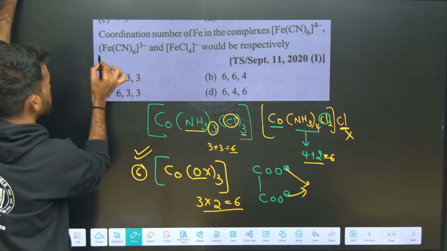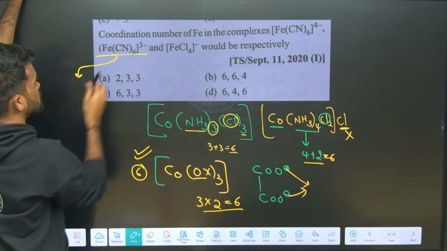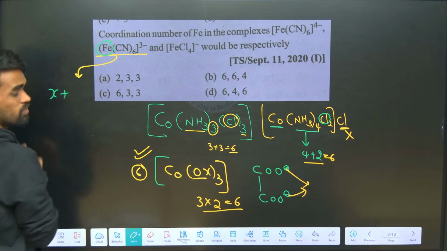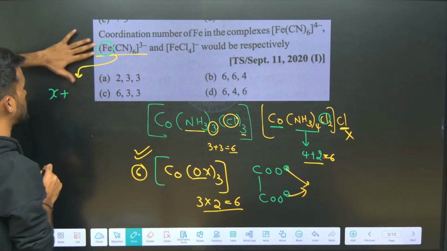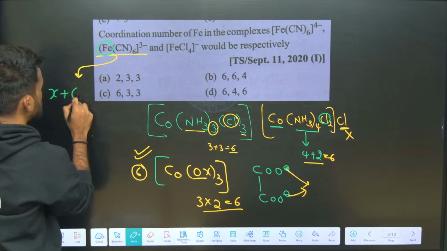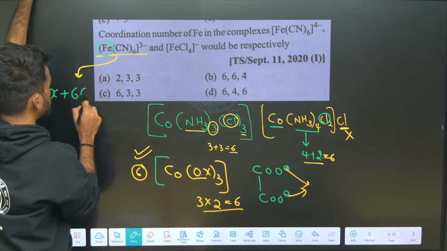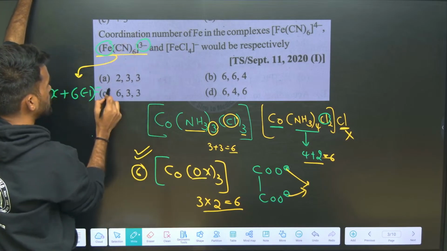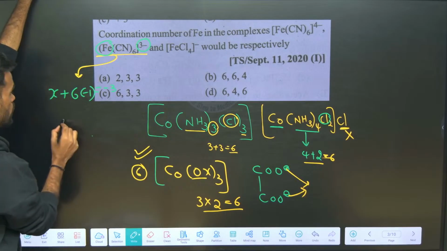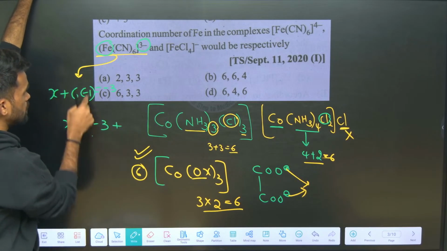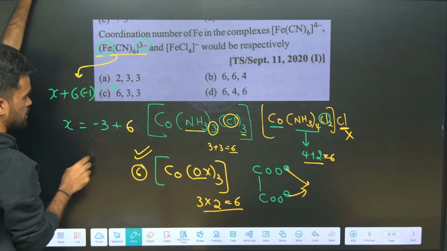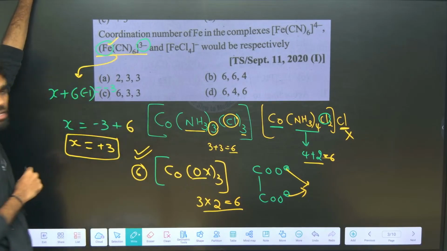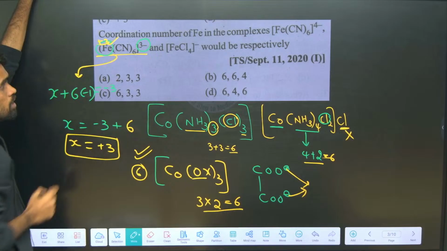Here, I am asking you to calculate the oxidation state of the iron in the complex. Let us say for iron it is X, and we need to find the value of X. The oxidation state of iron is X, and 6 cyanide ions are there. Each cyanide has an oxidation state of -1, and the overall charge on this complex is -3. So X minus 6 equals -3, and moving that to the other side, it becomes +6. So overall, X equals +3. The oxidation state of iron here is +3.